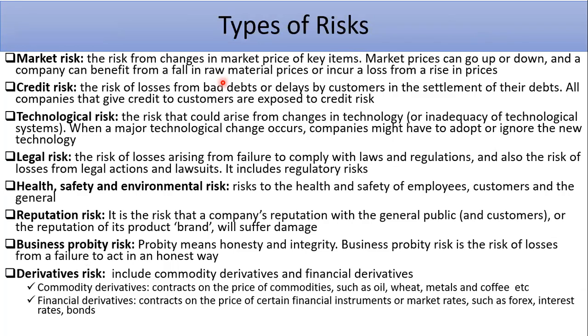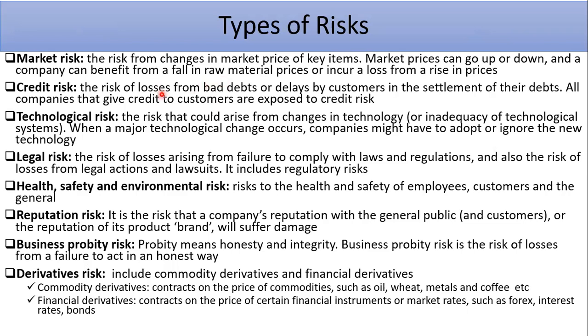Now let's look at some more specific types or categories of risk. So we have market risk, which is the risk that happens when there are changes in the market price of key items. Market prices of items can go up or come down, and that can benefit the company or rob the company of its profits, right?